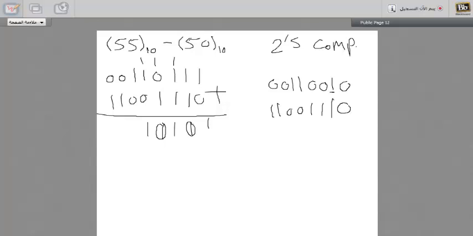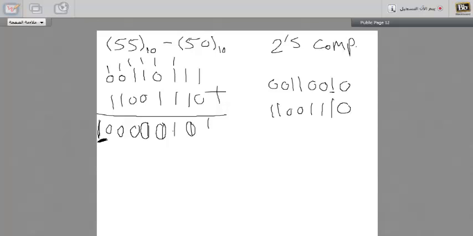And the carry 1, 1 plus 1 again is 0, and the carry 1, 1 plus 1 is 0, and the carry 1, 1 plus 1 is 0, and the carry 1, 1 plus 1 is 0, and the carry 1. Again, look, 1, 2, 3, 4, 5, 6, 7, 8, 9. So we have an overflow again.